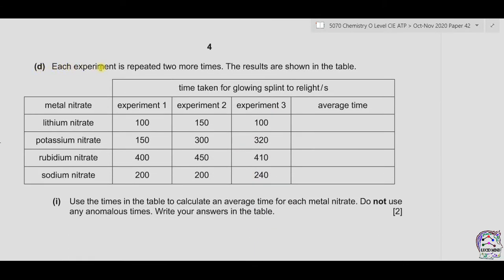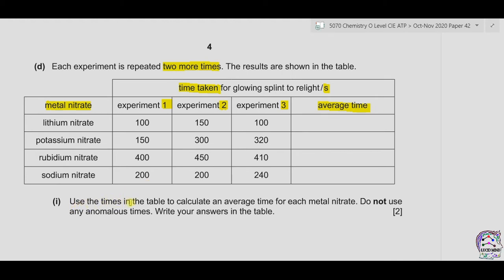Part D, each experiment is repeated 2 more times. The results are shown in the table. We have metal nitrate: lithium, potassium, rubidium and sodium nitrate. This is experiment 1, this is 2, this is 3, and these are the time taken for the glowing splint to relight in seconds. And this is for average time.